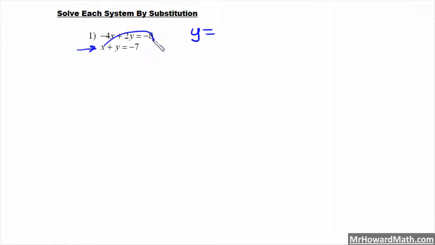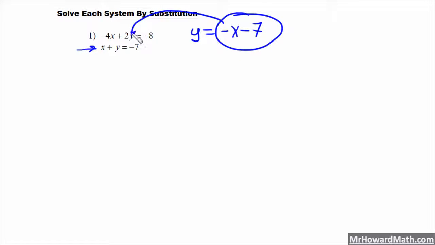So all I would do is take the x over to the other side and I would get y equals -x minus 7. So I'm going to take that information and substitute into the other equation. So I now know that y is the same thing as -x minus 7. So I can take that information and substitute it into the other equation for y. So now I'm going to rewrite this equation right here using that information.